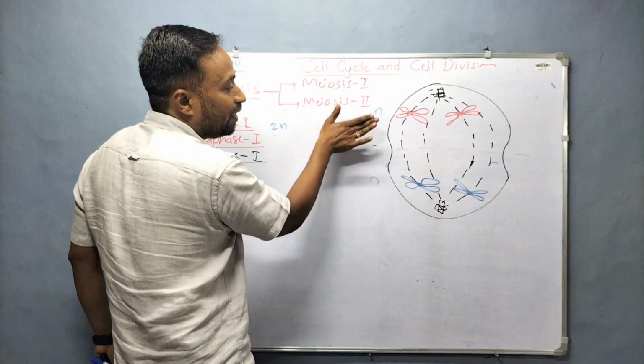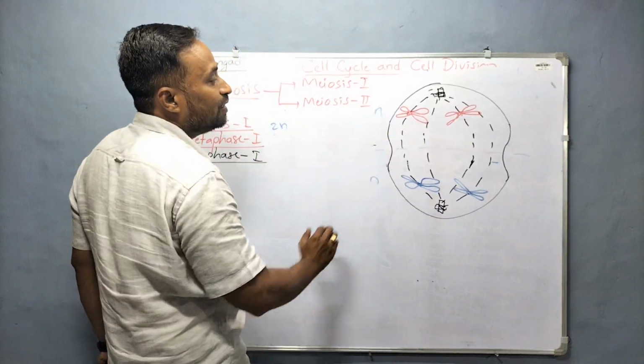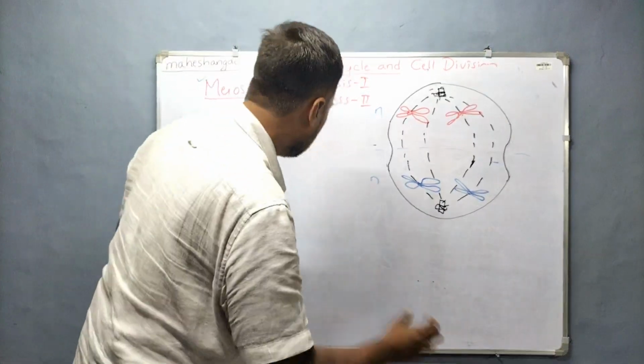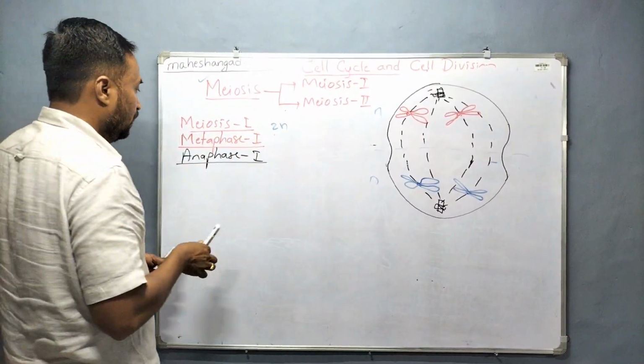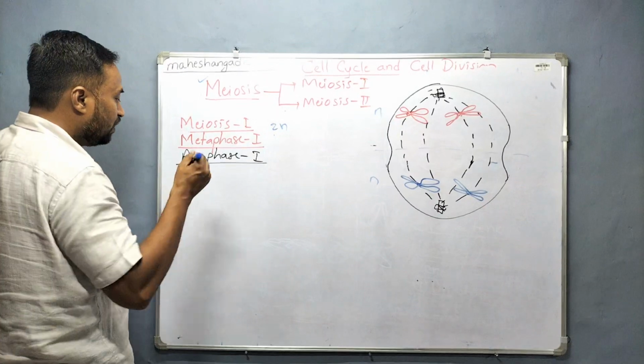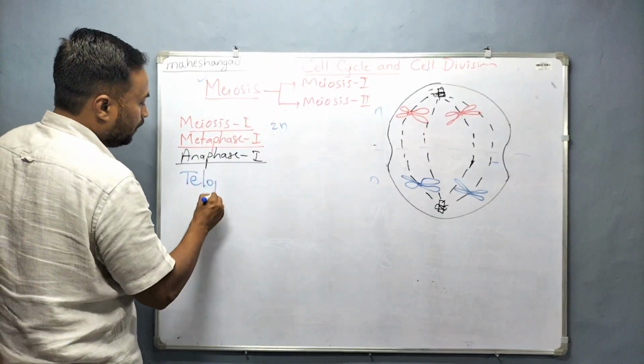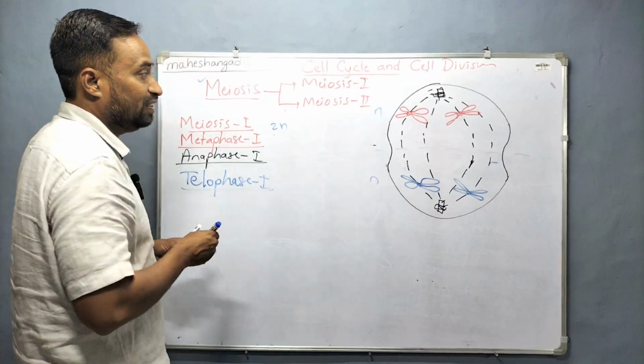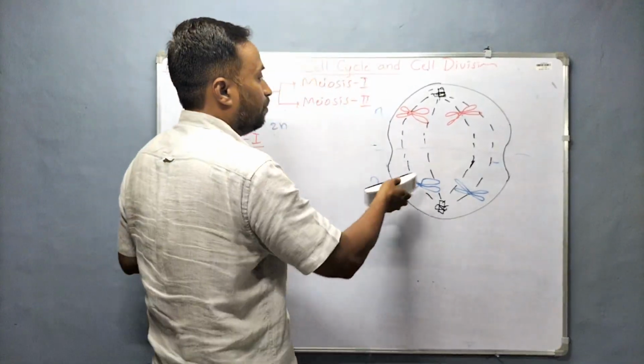That is why the ploidy of the cell changes from diploid to haploid. Okay, this is anaphase 1. Moving to the next one, that is telophase. Telophase 1. In case of telophase, let's see what happens.